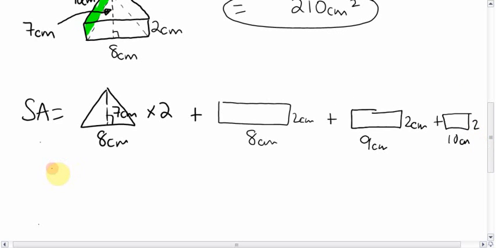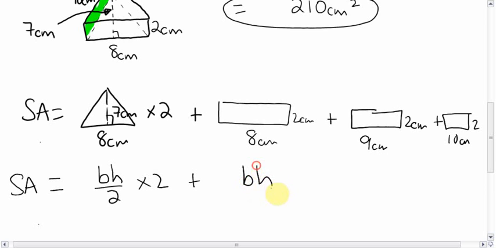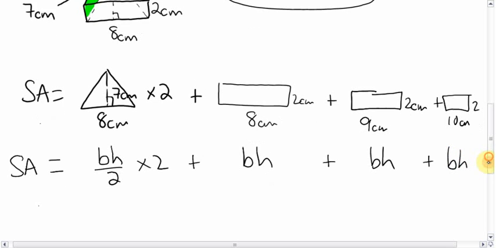And just a matter of adding it up and plugging the numbers in. Next are the formulas. Formula for a triangle is base times height divided by 2. 2 of them, so we'll times 2. Plus, rectangle is base times height. Plus, another base times height. Plus, a base times height. Okay.